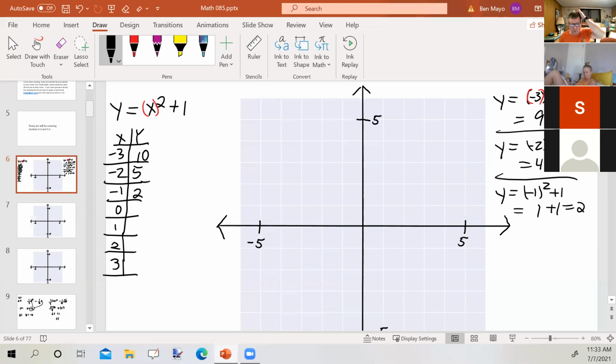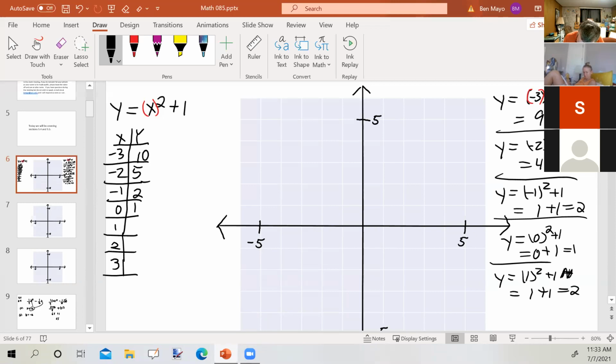If someone asks you today, what did you learn in math? You can say, well, that 1 plus 1 is 2. Okay, excellent. How about if x is 0? y equals 0 squared plus 1, which is 0 plus 1, which is 1. If x is 1, y equals 1 squared plus 1, which is 1 plus 1, which is 2. If x is 2, y equals 2 squared plus 1, which is 4 plus 1, which is 5.